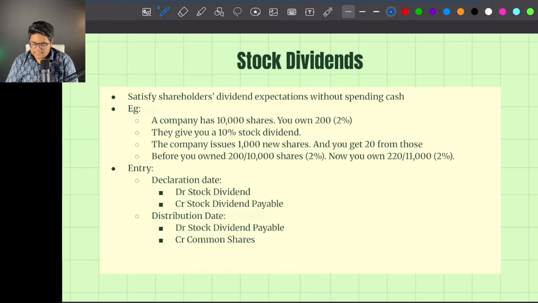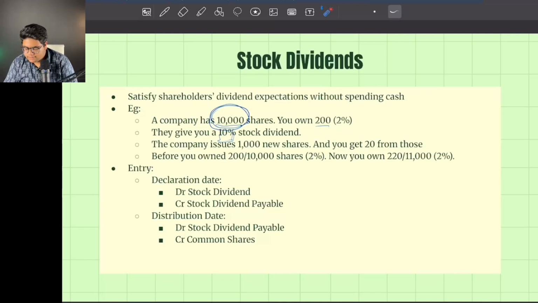An example: let's say a company has 10,000 shares and you own 200 of them, so you own 2% of the corporation. They give you a 10% stock dividend. What that does is the company issues 10% more shares based off of the 10,000 shares they have. So the company issues 1,000 new shares, and out of those 1,000, since you own 2%, you get 20 of those. Now you own 220 shares out of the total 11,000, which means you still own 2%. So your equity doesn't change. It's just the number of shares you own increases.